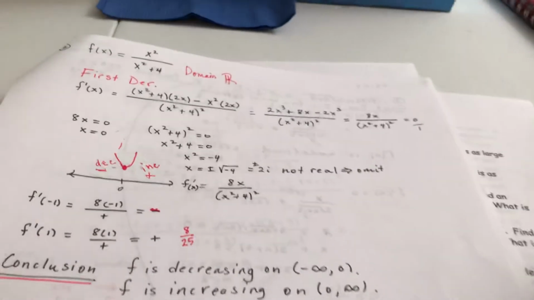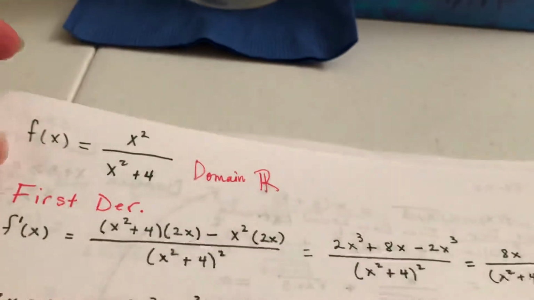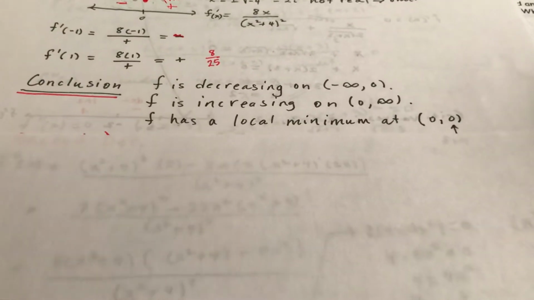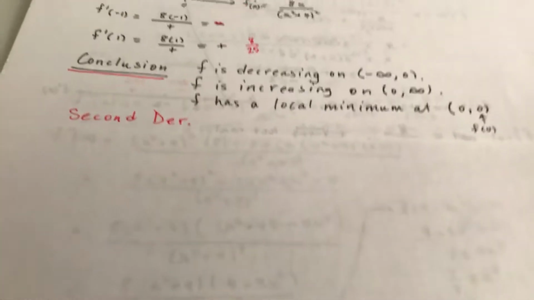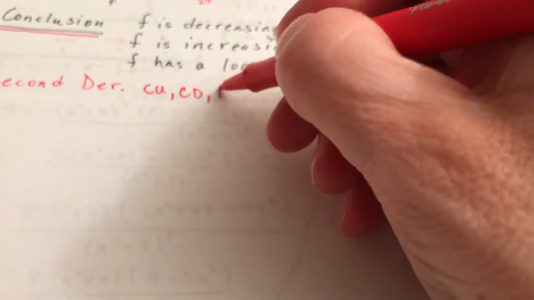All right, let's start the second part of this problem from section 4.3 and 4.4, derivatives and shapes of curves. We looked at the first derivative, let's look at the second derivative. What does the second derivative give us? The second derivative gives us information about concave up, concave down, and inflection points.